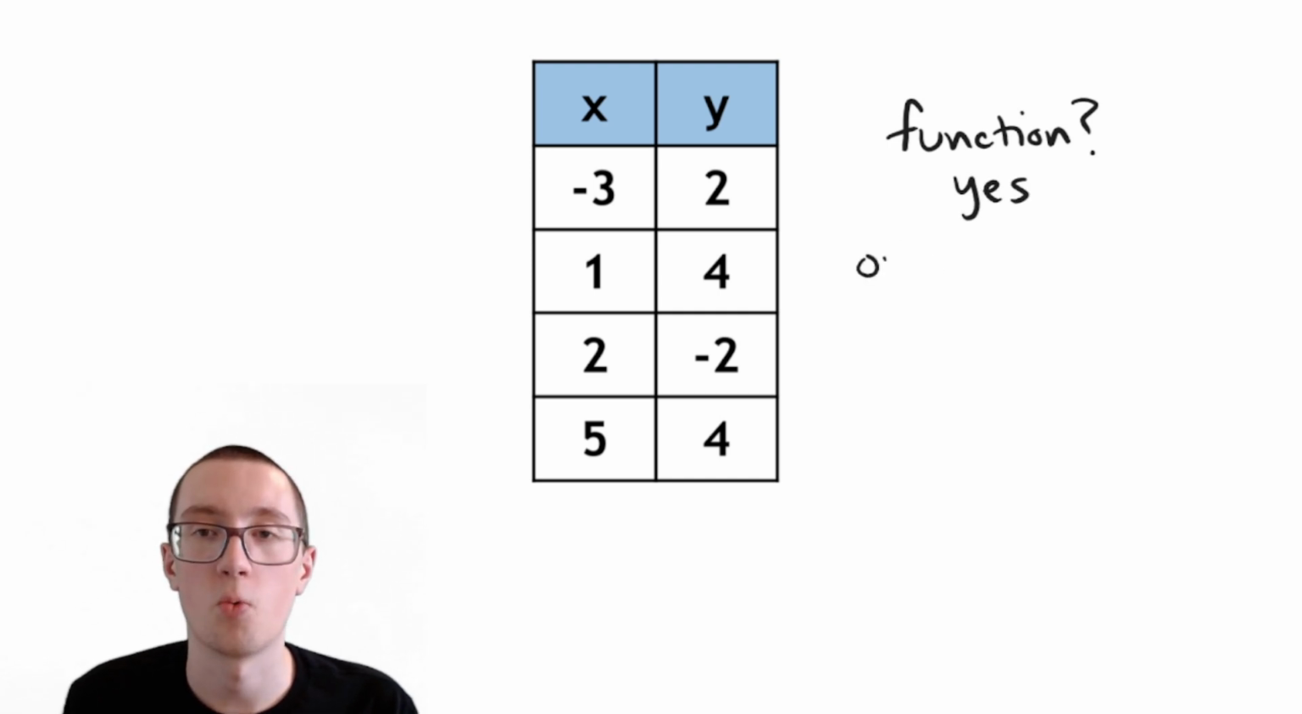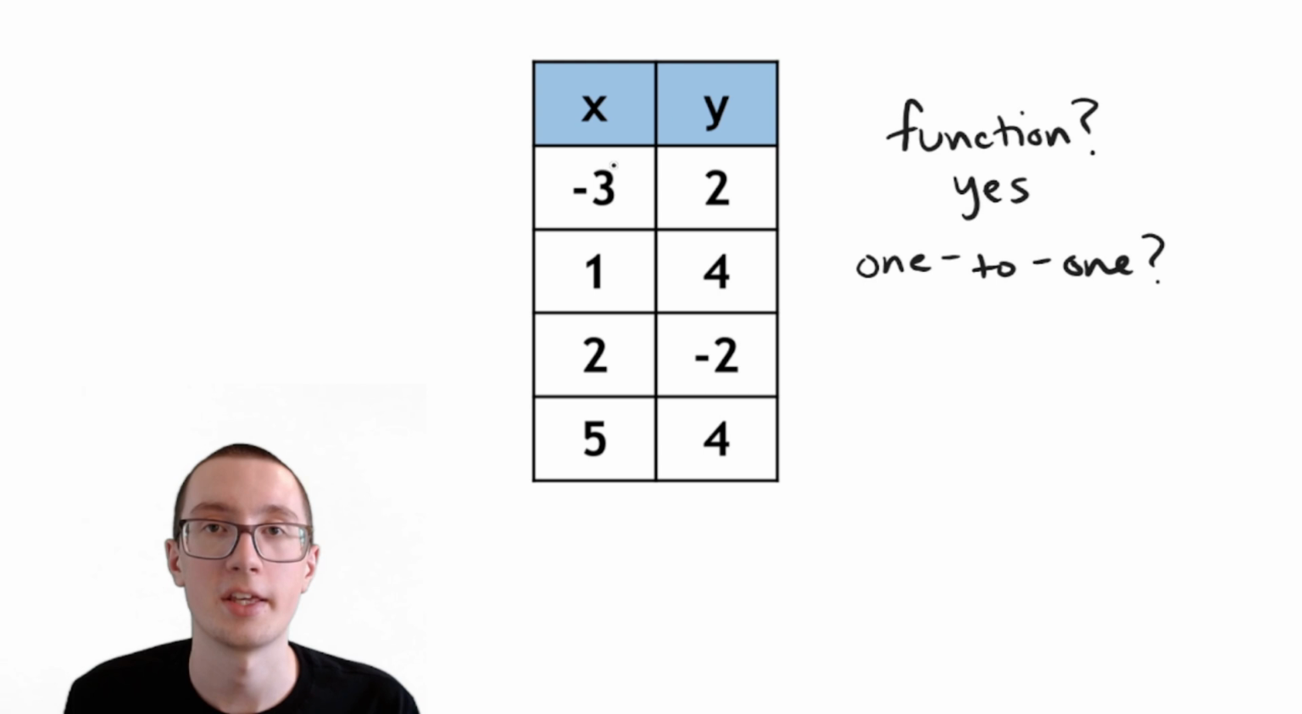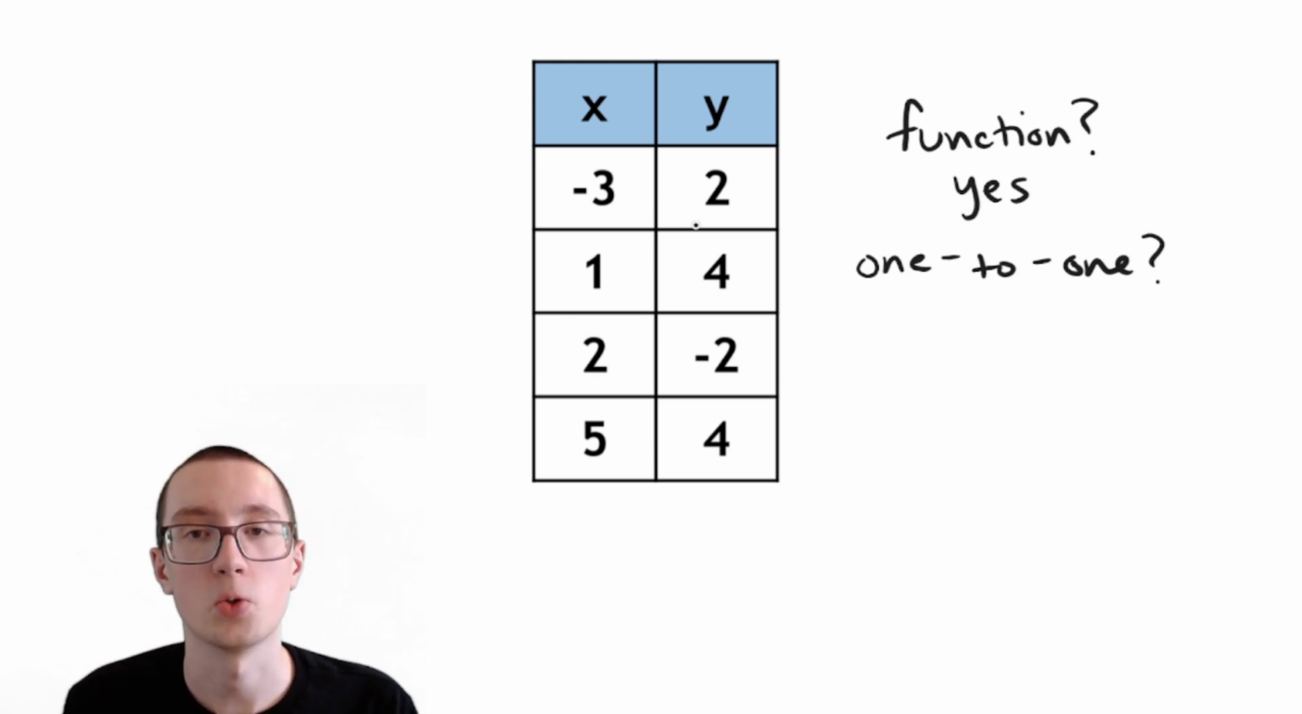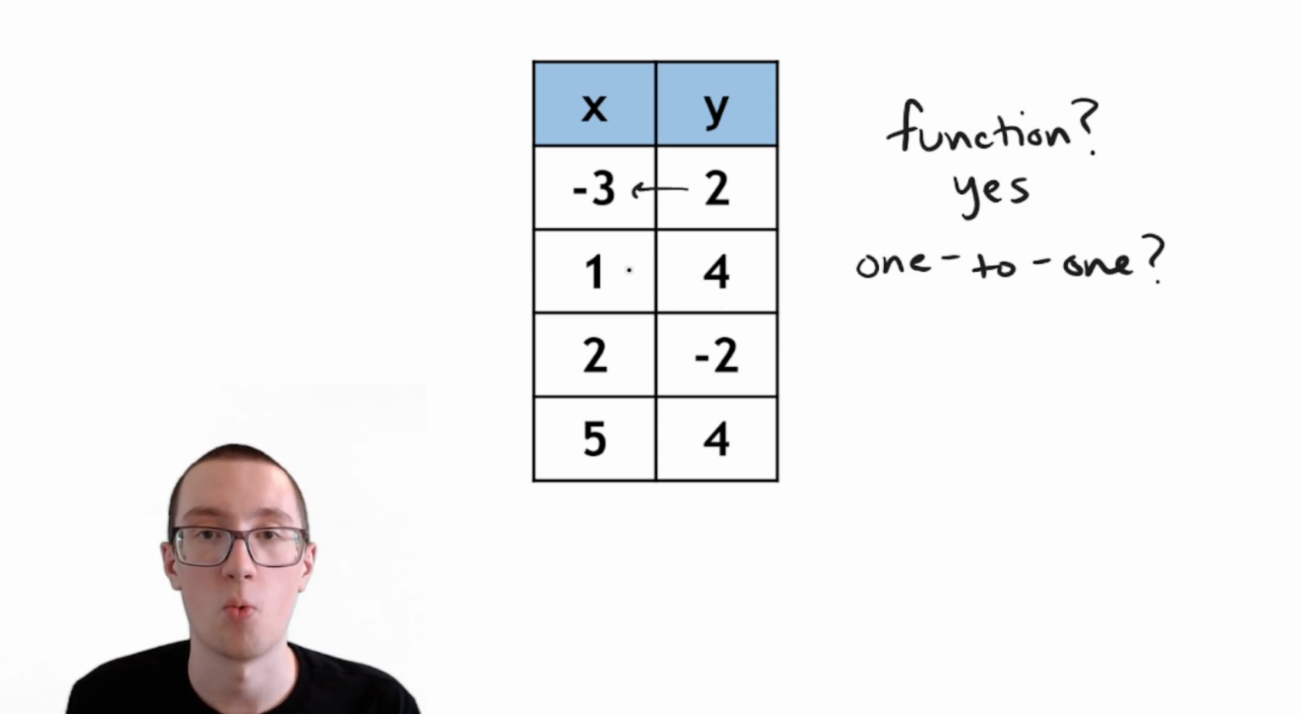But what about one-to-one? Remember, for it to be one-to-one, each of these things that the machine can make needs to be exclusive to one thing that you put in. So in this case, it looks like 2 can only be made by -3, so that's good. But look at this. 4 can be made by either putting in 1 or by putting in 5. So you can put in 1 or 5 to get the same thing. In that case, 4 is not an exclusive item. So one-to-one, nope.